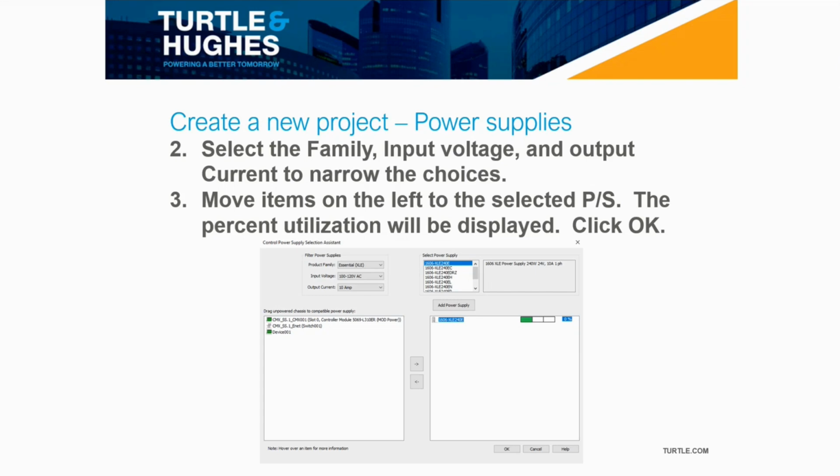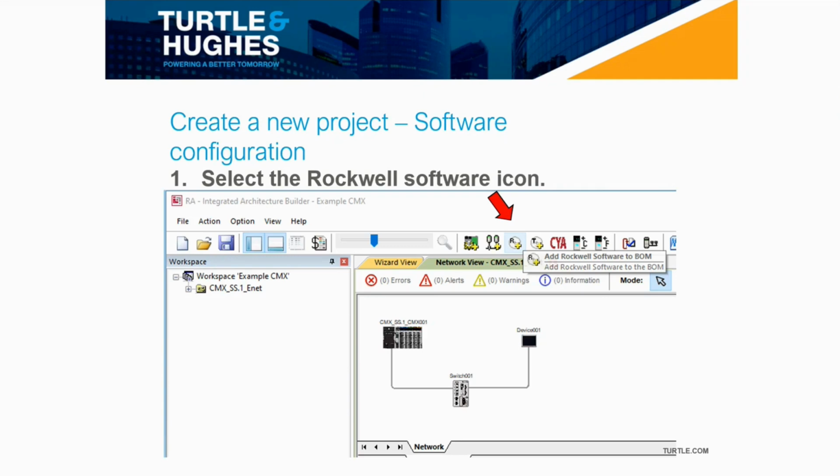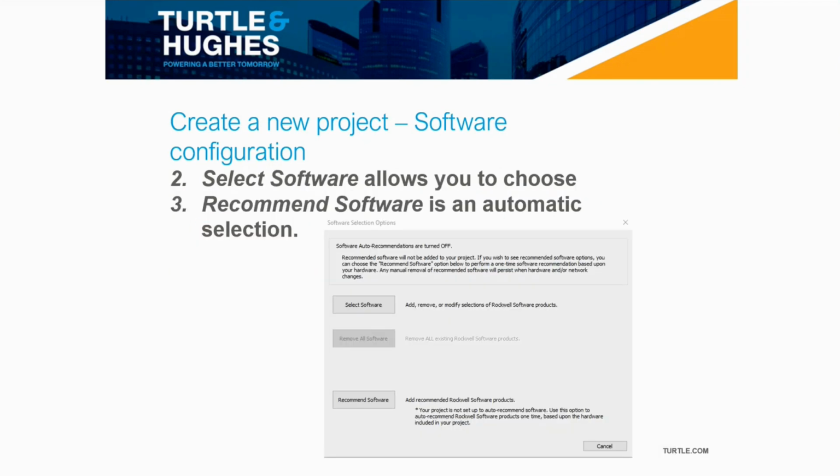Once I've satisfied that I've got the right power supply with my devices, I can go ahead and click on OK. And maybe now I want to go ahead and add the software. Well, there's a symbol that looks like a DVD or a CD up there with an R on it, and the R means it's Rockwell. So I'm going to select that so I can pick out the software that I'm going to need for the application. And that's going to give me a software selecting tool where I would say I want to select the software. And in this case, I would prefer to select the software myself.